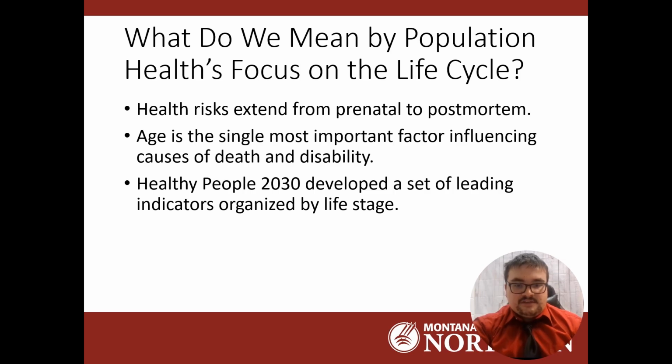Then we also have shifting age categories. Often population definitions change over time. There's a growing category we call the young elderly, as people age more slowly and maintain health longer, leading to new classifications and social policies. Next, we have our life stage approach, which categorizes disease and health risks by life stage, helping to tailor interventions. Healthy People 2030 also uses this model, organizing leading indicators by life stage to target risks more effectively.